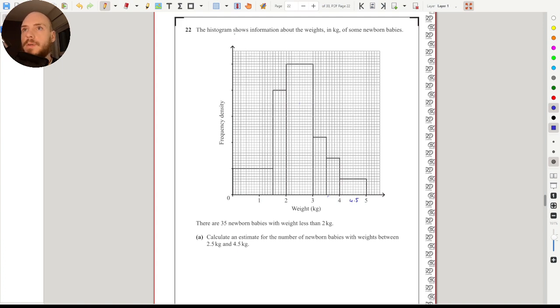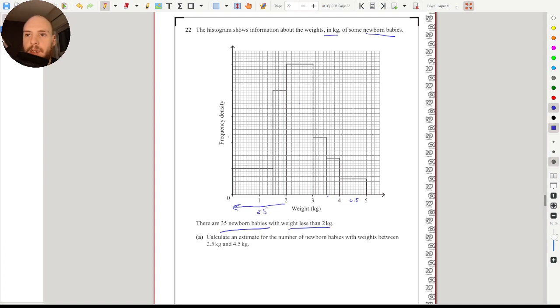Let's read the question here. The histogram shows information about the weights in kilograms of some newborn babies. There are 35 newborn babies with weight less than 2 kilograms. So if we've got 35 newborn babies that weigh less than 2 kilograms, it means that this region here represents 35.